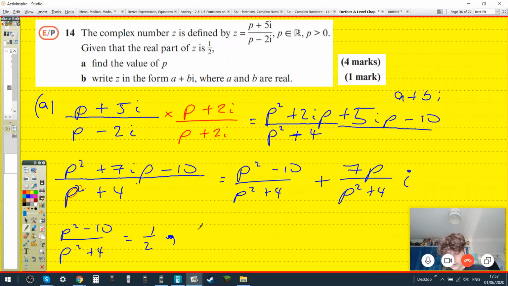How do I go from here? I would just multiply both sides by the denominator, so it's not a fraction anymore. So p squared minus 10 times 2 is equal to 1 times p squared plus 4.